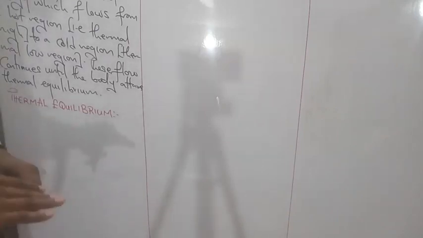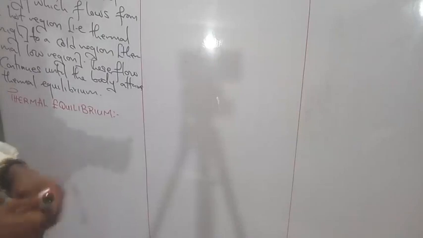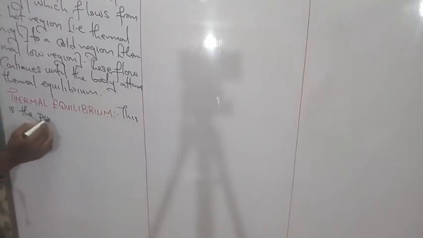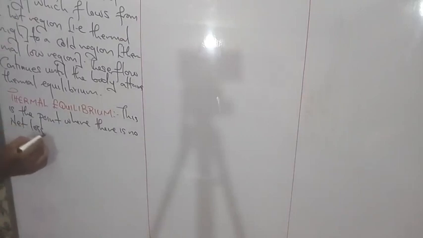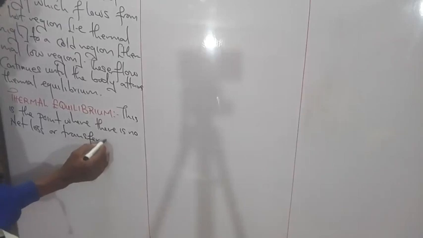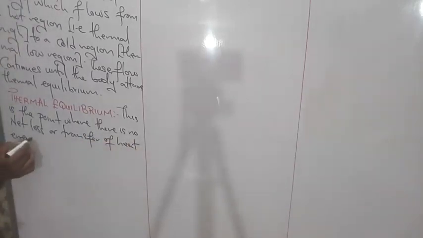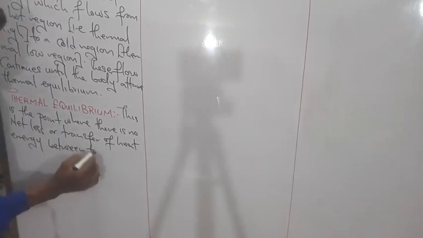Now, at thermal equilibrium, this is the point where there is no net loss or transfer of heat energy or heat content between two bodies or regions in contact. And one thing is that thermal equilibrium is as a result of lack of temperature difference. That means the two bodies in contact have been able to attain the same temperature. And temperature is the measure of kinetic energy. That means the total amount of thermal energy in both bodies is now found to be equal. It follows the same procedure as your diffusion.